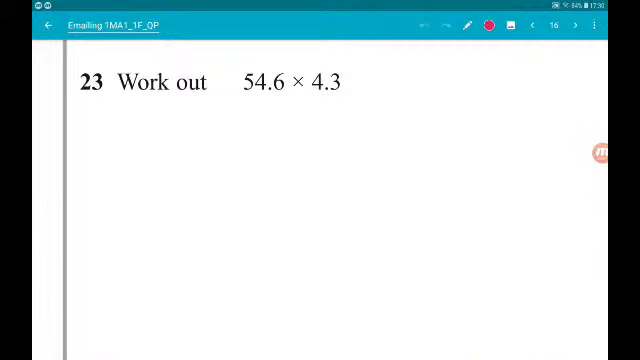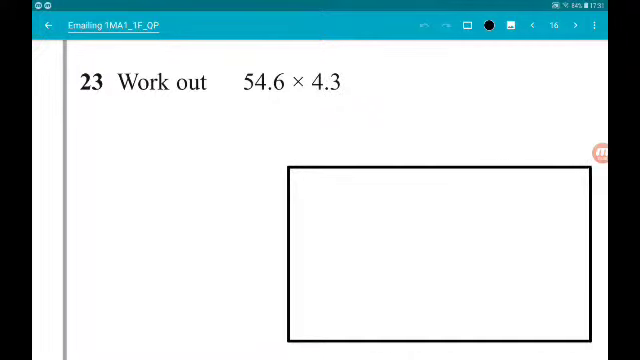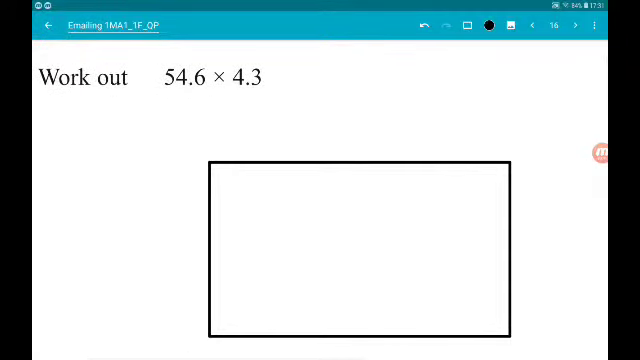Okay, question 23 wants us to work out 54.6 times 4.3. So, multiplying decimals can be quite scary. The method that I would highly recommend using is called the Lattice Method. Lattice Method doesn't care a single bit about decimals. So, set it up just like the grid method. So we're going to need a 3x2 grid.